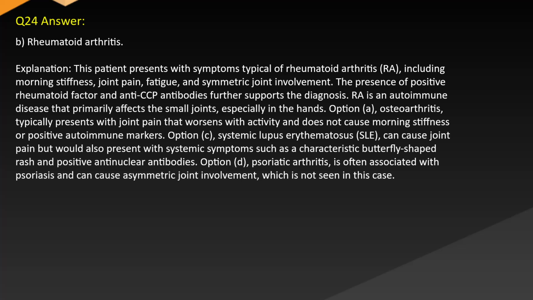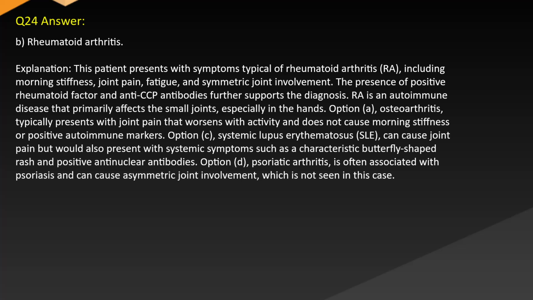Answer: B. Rheumatoid arthritis. Explanation: this patient presents with symptoms typical of rheumatoid arthritis, including morning stiffness, joint pain, fatigue, and symmetric joint involvement. The presence of positive rheumatoid factor and CCP antibodies further supports the diagnosis. It is an autoimmune disease that primarily affects the small joints, especially in the hands.